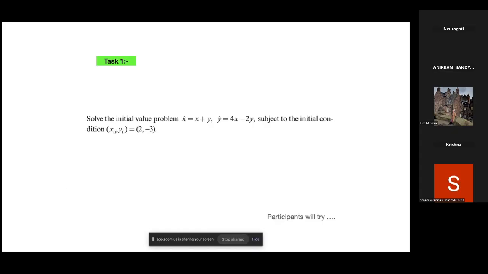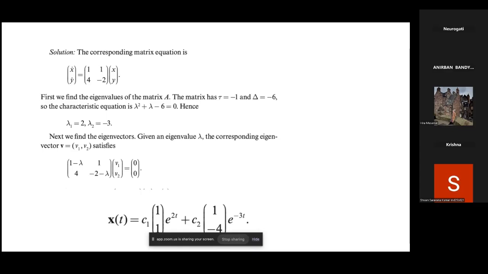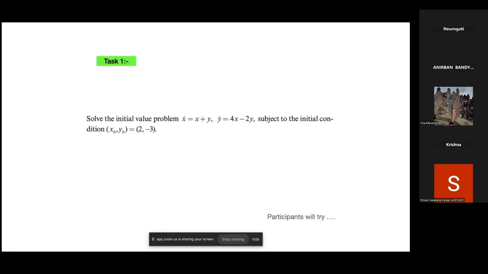Let me go forward to the solution. It's very simple. We can write these equations, x dot and y dot, by the matrix a, b, c, d. As I told you, a and b will be 1 and 1, and c and d will be 4 and minus 2. So we can build the characteristic equation, which will be lambda squared plus lambda minus 6, and lambda 1 will be 2 and lambda 2 will be minus 3. If we solve this, we get this solution of the differential equations. Here C1 and C2 are constants, and you can get C1 and C2 from the initial conditions.